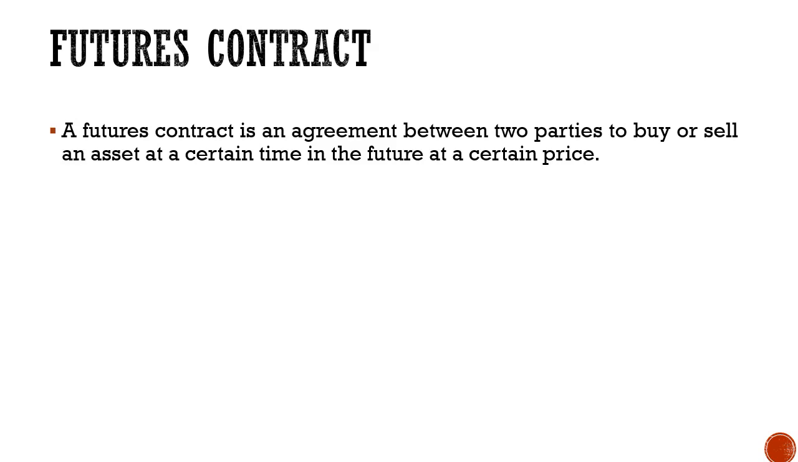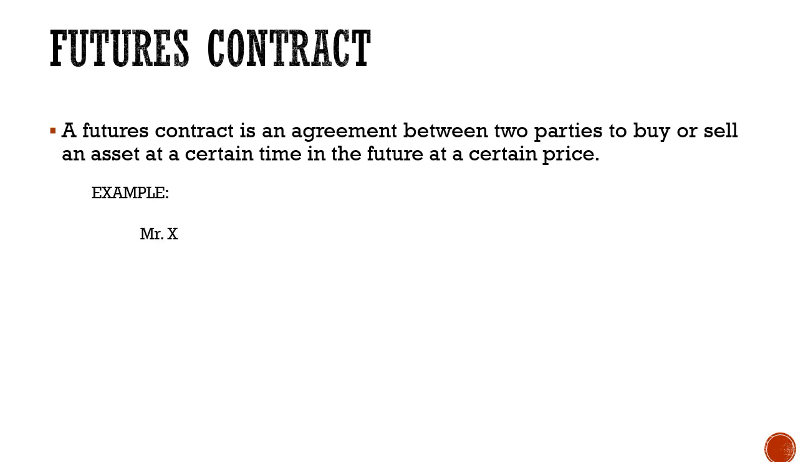Now, what is a future contract? A future contract is an agreement between two parties to buy or sell an asset at a certain time in the future at a certain price. So remember that under a future contract, it is an agreement between two parties, the buyer and the seller, to buy or sell an asset at a certain time in the future. So the contract has to be on some future date at a certain price. These are the three parameters on which a future contract works. There is an agreement between two parties at a certain future date at a certain price.